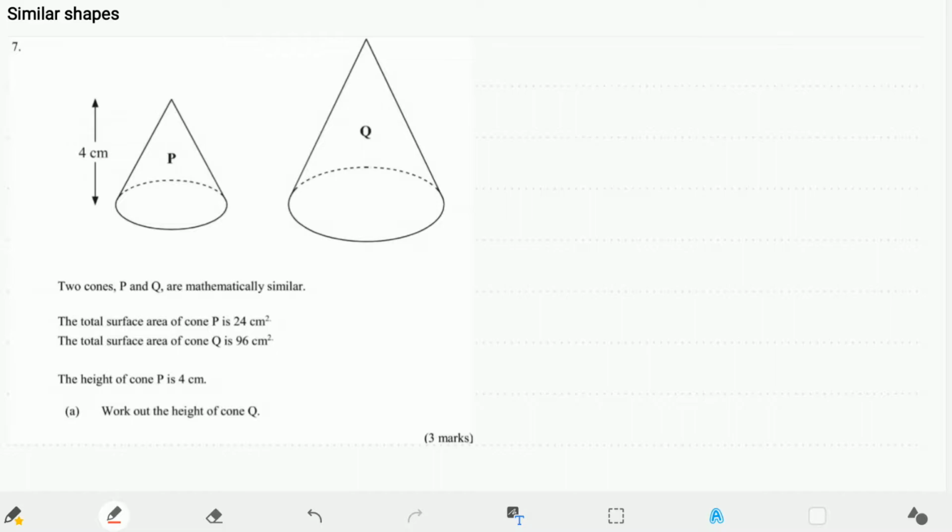In these videos, I go over exam techniques, how to approach the question, and the common mistakes that can be made. Today's topic is similar shapes.